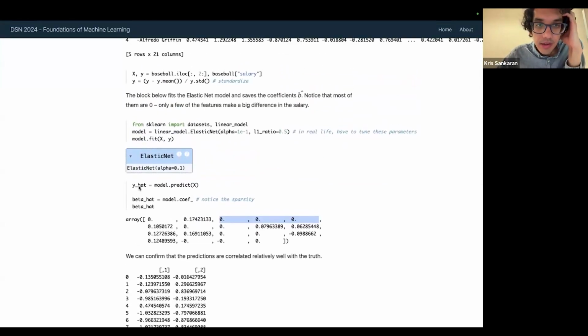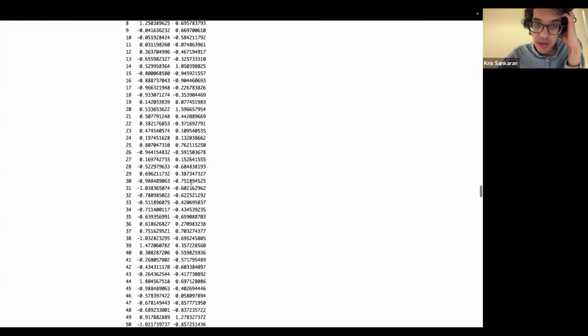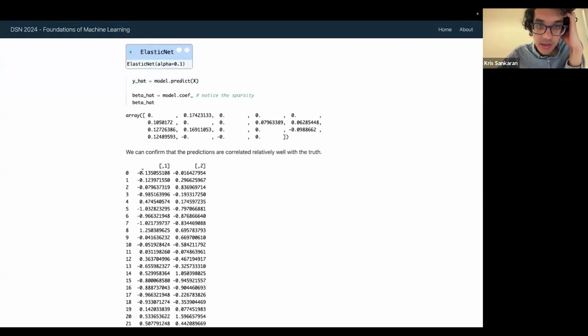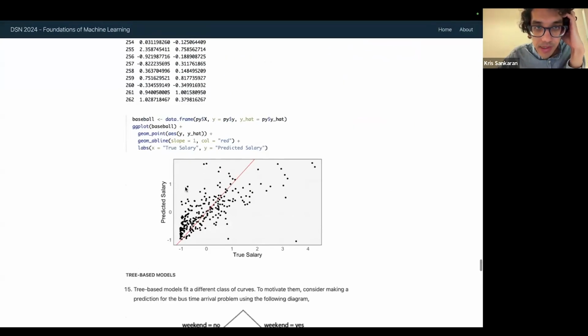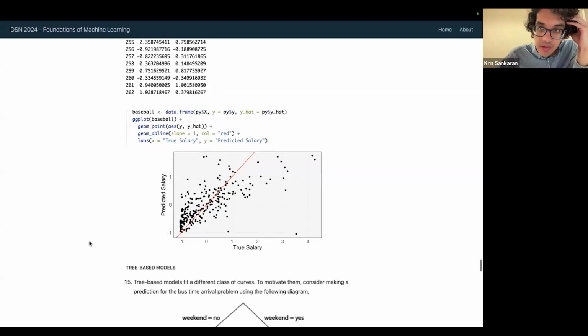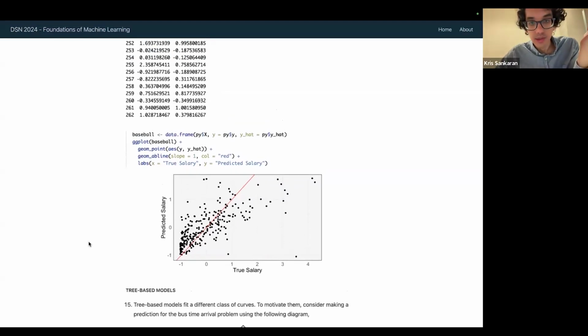Also notice here, I extracted the model predictions. And these are just the relationship between the true and the predicted values. What if I added a picture? Okay, so here's the picture of the true versus the predicted value. True salary, predicted salary. It's not perfect. Maybe having even more features would do even better, but at least there's some reasonable correlation. So those are linear and sparse linear models.